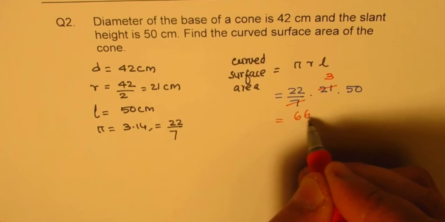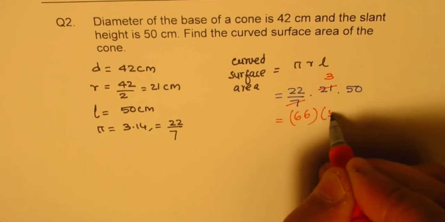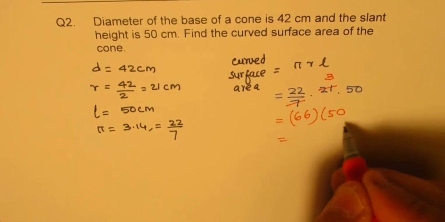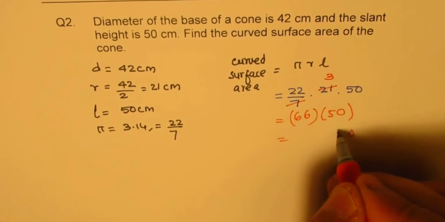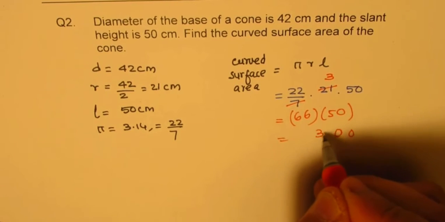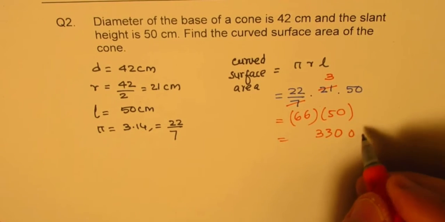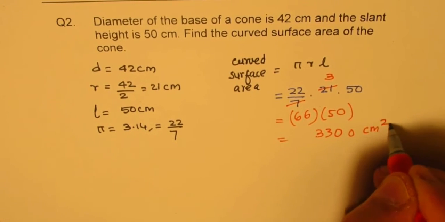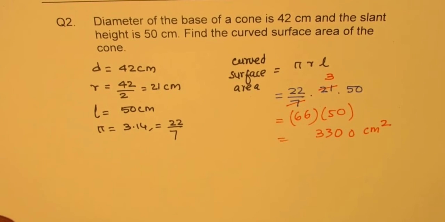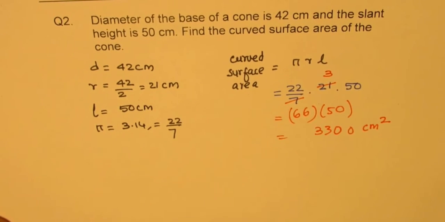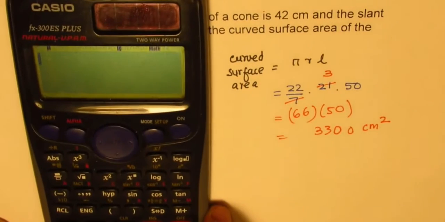Or let's do 66 times 50, right? So let's multiply with 10 here. 5 times 6, 33, 3,300. And the units will be centimeters square, correct? So that is how you're going to do it. So you can always use your calculator, use pi value. Let's do it the other way also.